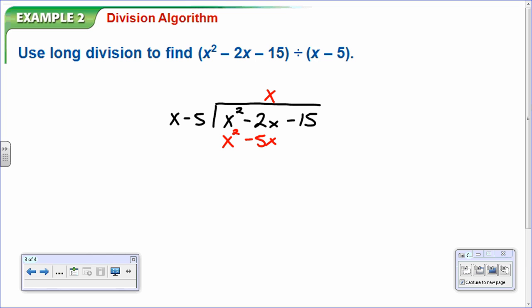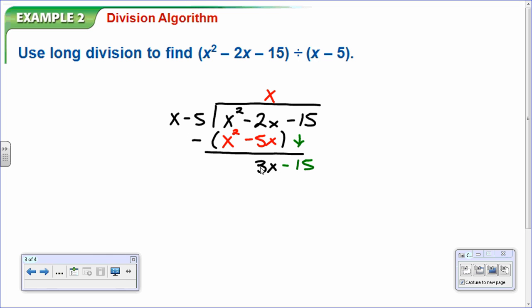And then, of course, we're going to take, just like we did a long time ago, and subtract that from what's above. X squared minus x squared, that's 0. Negative 2x minus negative 5x, in other words, negative 2x plus 5x. That gets us 3x. And then, of course, we're going to bring down this minus 15. And we're going to go through the process again.